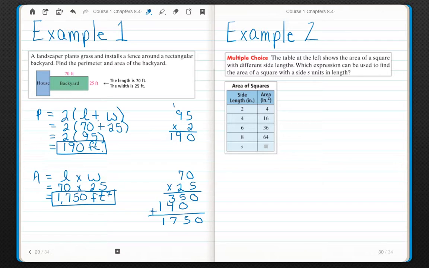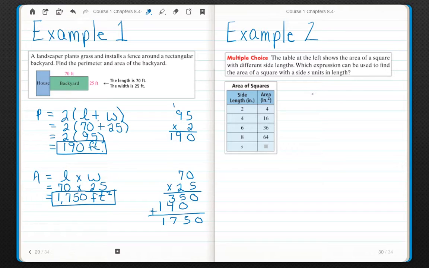All right, so there's the perimeter and area of the backyard. Example 2, the table at left shows the area of a square with different side lengths. So if the side length of the square is 2 inches, the area is 4 inches squared. The side length is 4 inches, the area is 16 inches squared, 6, 36, and so forth. Write an expression that can be used to find the area of a square with side s units in length.